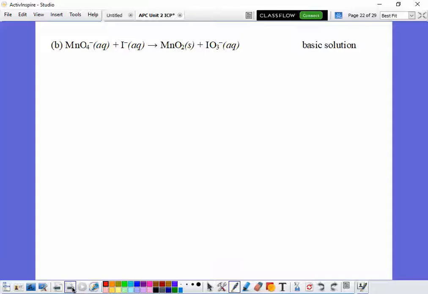What do you notice about this one? It's basic. It's in basic conditions. There are a couple of different ways you can balance things in basic. I find the easiest is to balance it as if it were acidic, and then we'll deal with the fact that it's basic at the end. Okay?